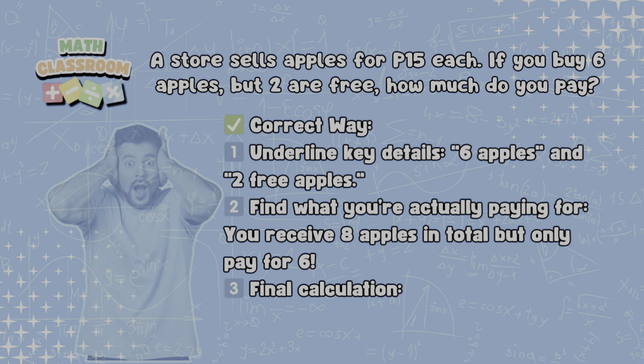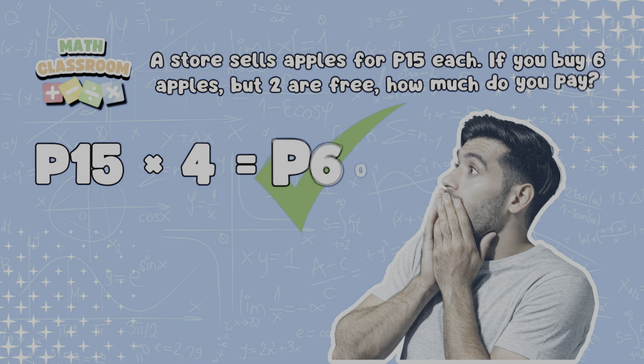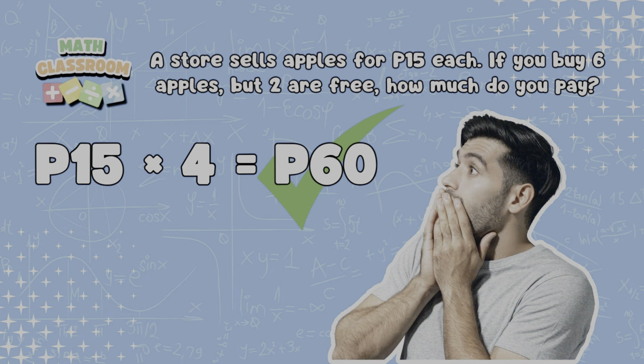Final step. Multiply P15 times 4 equals P60. Answer: P60. Did you get it right?